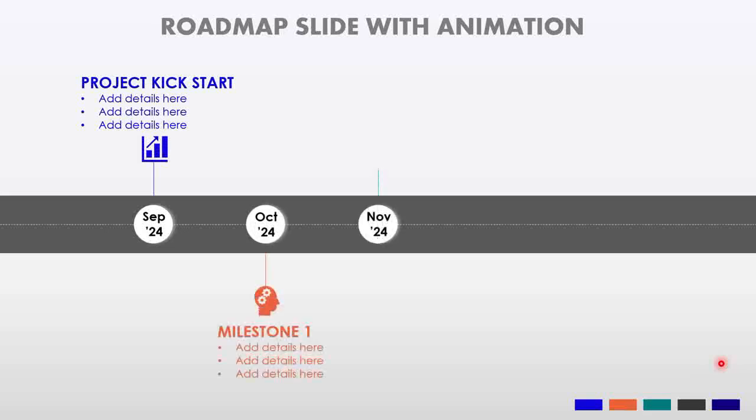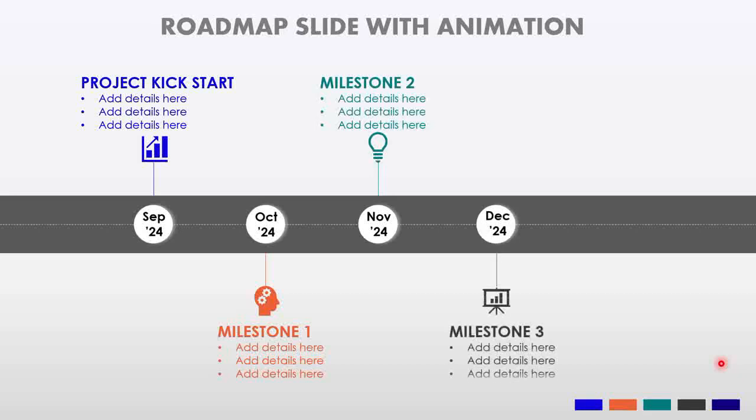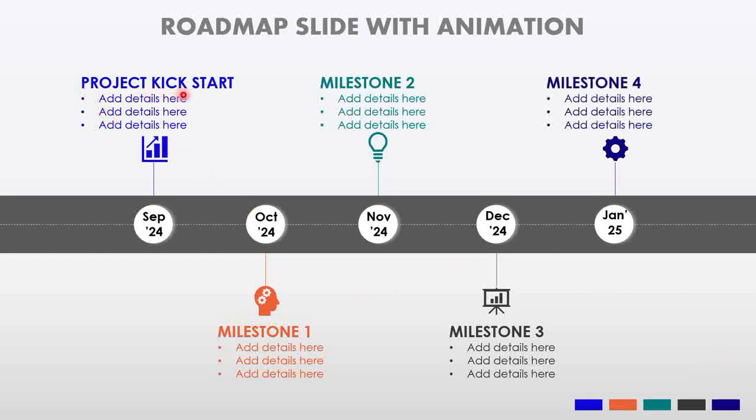So let's say you want to create a roadmap for a project which starts in September. You can say September is my project kickstart, and then after that every month you have different milestones. For example, milestone 1 in October, 2 in November, and similarly.